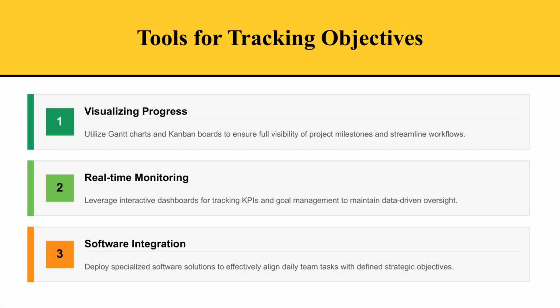Use tools to visualize and track objectives in real time, such as Gantt charts and Kanban boards for progress visibility, interactive dashboards for KPI monitoring, and integrated software to align daily tasks with strategic goals. These tools keep stakeholders informed, surface risks early, and make performance tracking part of routine management.